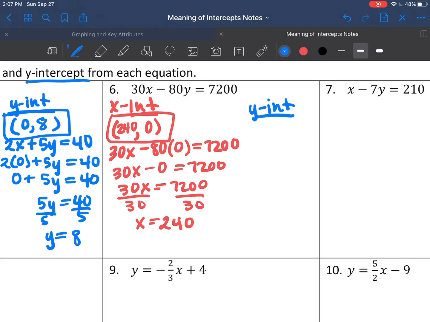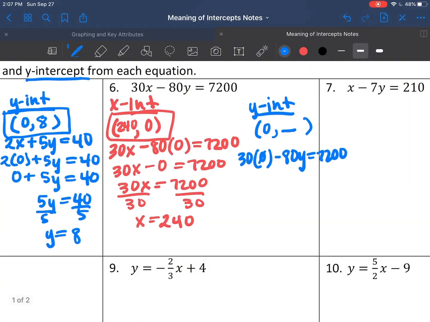For our y-intercept, we replace the x with 0 and solve for the y. And so 30x minus 80y equals 7,200. This turns into 0, which just equals negative 80y on the left. Don't lose your negative sign.